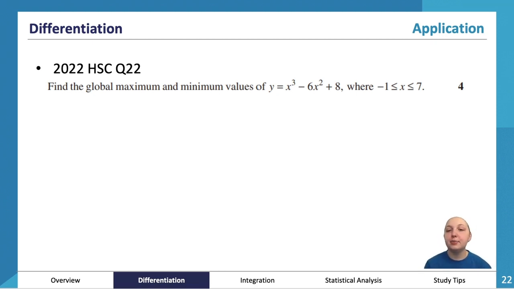To find the global maximum and minimum values of y equals x cubed minus 6x squared plus 8, where x is between -1 and 7. So it was worth 4 marks.